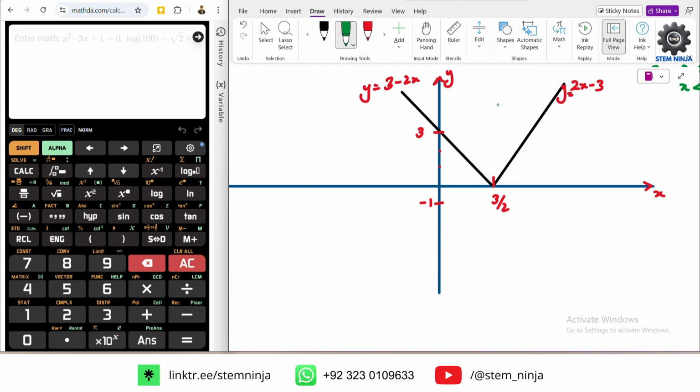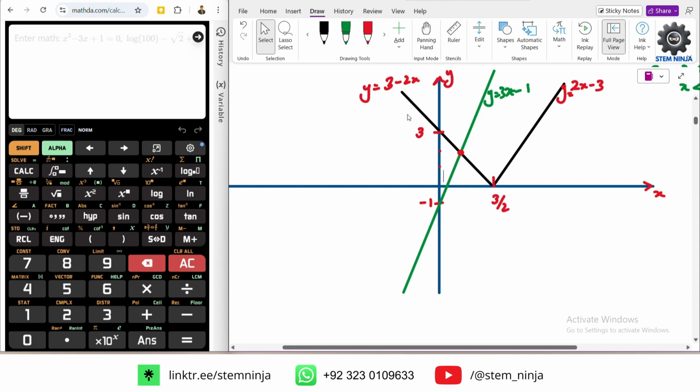And this is 3x minus 1, so this means that it will have a larger gradient than the other one. So somewhat like this, maybe a little bit steeper. But this is your 3x minus 1. So as you can see there, it's only this part that will intersect with it. 2x minus 3 will never intersect with it. So when you equate 3 minus 2x with 3x minus 1, you will get the right answer.